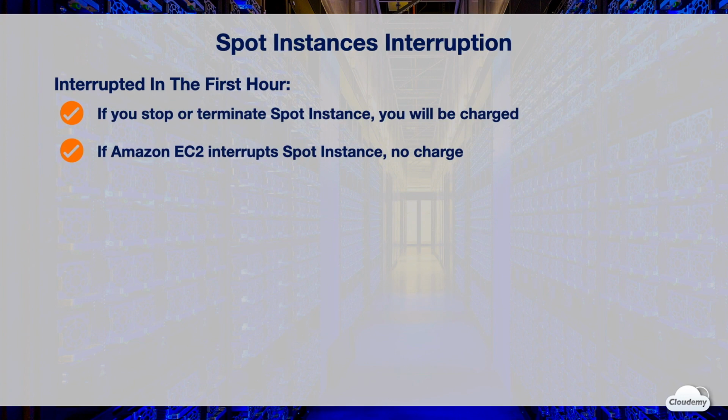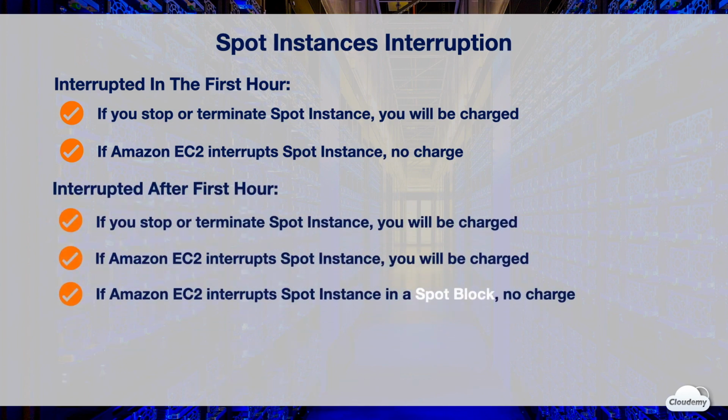When your spot instances are interrupted in the first hour, if they're stopped by you, you need to pay for the time consumed. If they're interrupted by AWS, there won't be any charge. When spot instances are interrupted after the first hour, if they're stopped by you, you'll be charged. If they're interrupted by AWS, you'll pay for the total time consumed, but no charge for partial hours. If AWS has interrupted any spot instances in a spot block, there'll be no charge at all, because you've specified a duration for the spot block not to be interrupted.